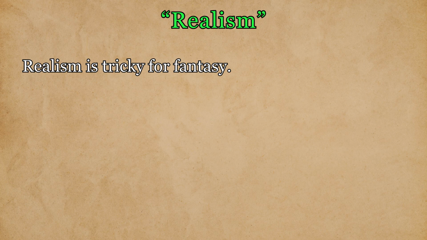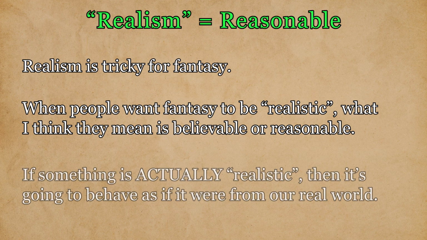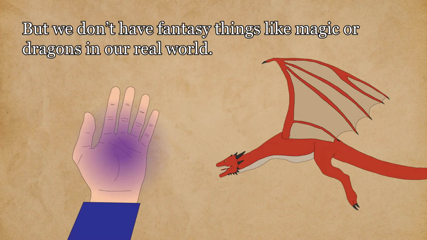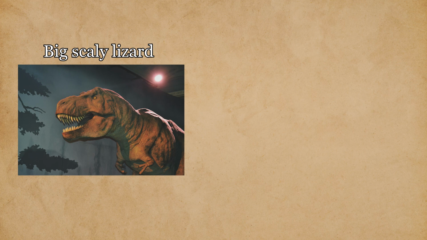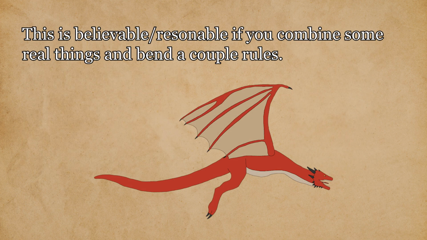Realism is a tricky thing for fantasy worlds. I think when a lot of people think of realism, what they really mean or want is believable or reasonable. If something is realistic, then it's going to be like our real world. But we don't have things like magic or dragons. However, we did have big scaly dinosaurs, and we do have animals like skunks that can shoot chemicals. So the idea of dragons is somewhat believable if you combine those two things together and bend a couple rules.